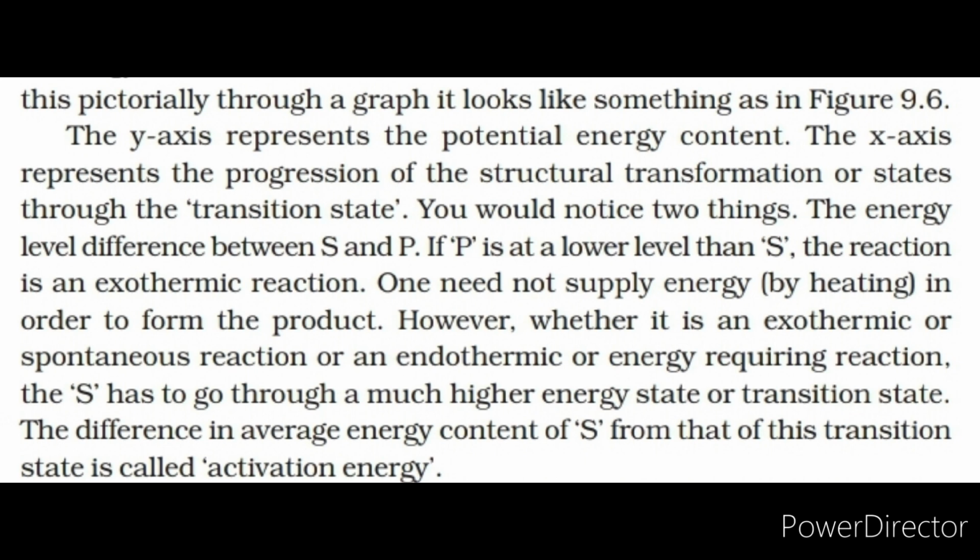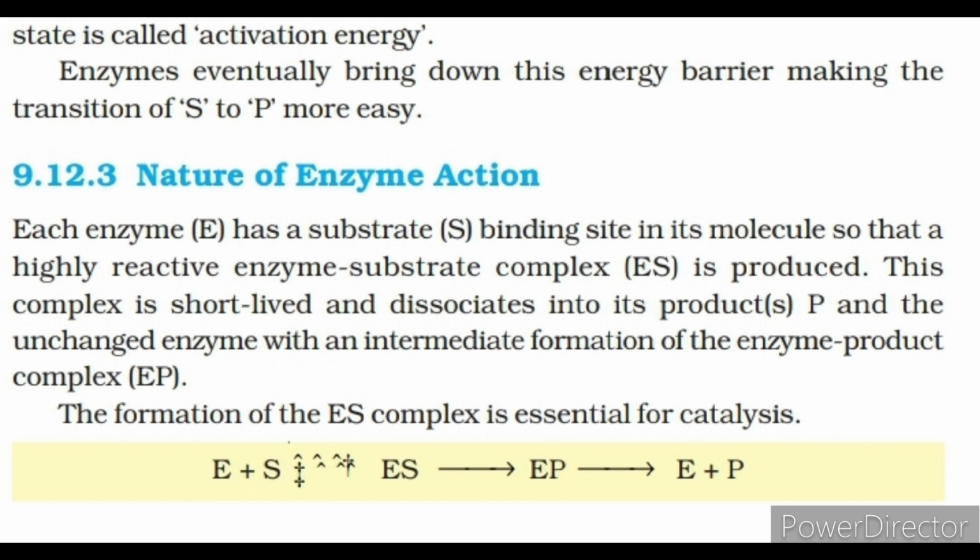You would notice two things. The energy level difference between S and P. If P is at a lower level than S, the reaction is an exothermic reaction. One need not supply energy by heating in order to form the product. However, whether it is an exothermic or spontaneous reaction or an endothermic or energy-requiring reaction, the S has to go through a much higher energy state or transition state. The difference in average energy content of S from that of this transition state is called activation energy. Enzymes eventually bring down this energy barrier, making the transition of S to P more easy.